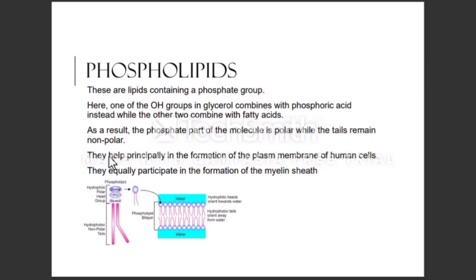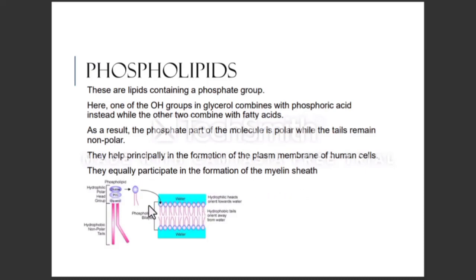So these phospholipids help principally in the formation of the plasma membrane of human cells. Every plasma membrane in the human cell can be the surface plasma membrane, the plasmalemma. It can be the nuclear membrane. It can be the membrane from other organelles. So each of those organelles, their membranes are made up of phospholipids mainly. Okay, they equally participate in the formation of the myelin sheath.